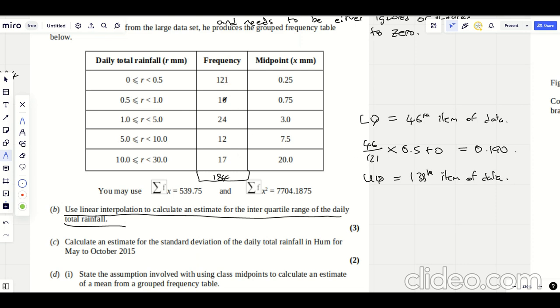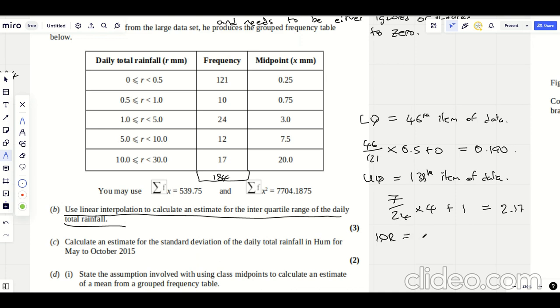Where is that? Well, that's 131. So it's going to be the 7th one out of those 24. And so we need to split that interval up, which is a width of 4, into 7/24, and then add on 1. And 7/24 times 4 plus 1, I think that comes to 2.17. Now we just subtract.